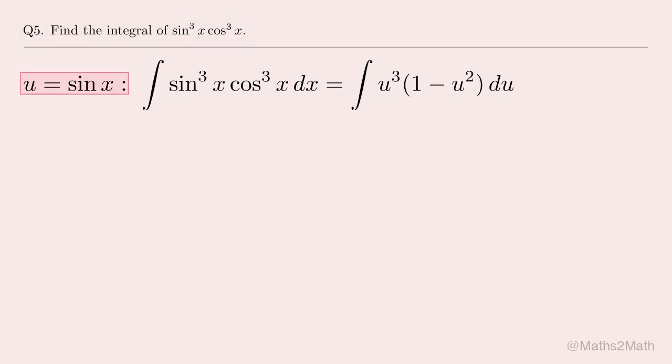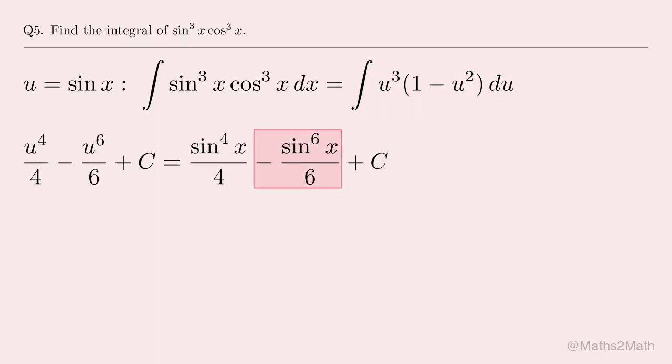Question 5. Odd powers on both. Peel a cosine for the substitution. U is sine x. Write cosine cubed as cosine times 1 minus sine squared. With u as sine x, the integral is u cubed minus u to the 5th. Integrate the 2 powers.